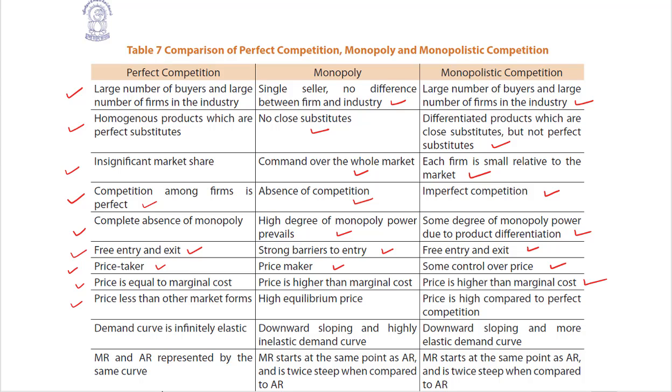Next point. In perfect competition, price is less than in other market forms. Generally, the price is less as compared to other market forms because a large number of sellers and a large number of buyers are there, and it's a perfect competition. The next is monopoly, high equilibrium price. In case of monopolistic competition, price is high as compared to perfect competition.